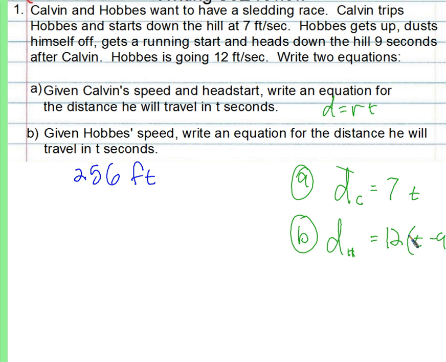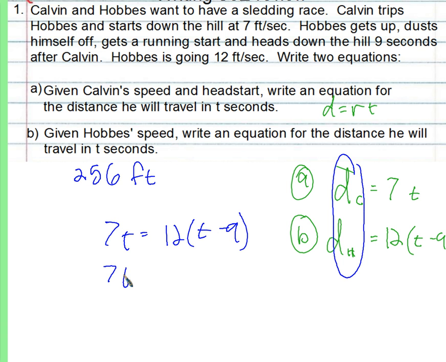Can we find out, if they just keep going at these same speeds, when Hobbs will catch up? Set them both equal to each other. So these distances, in that case, these distances would need to be the same. So we set them equal to each other. Let's see. 17t equals 12t plus 108. So subtract 12t from both sides, we get negative 5t equals negative 108. So t equals what?